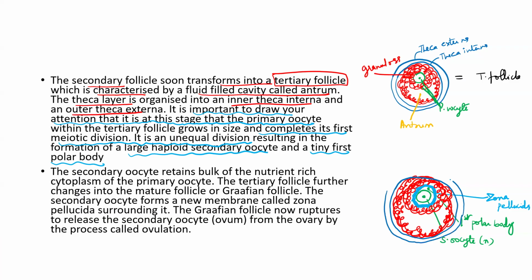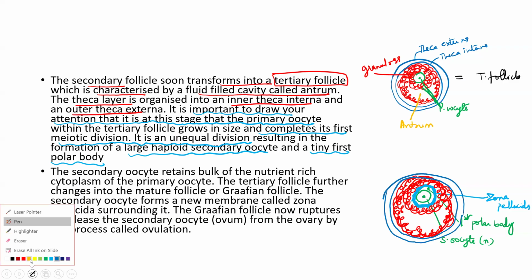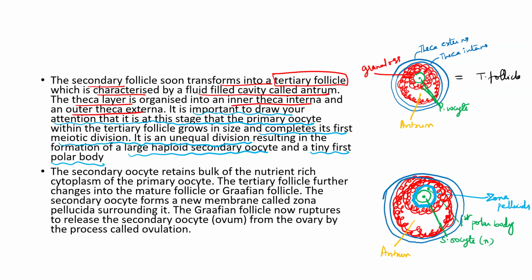So in this, you have to remember a few things very carefully. Please understand it carefully. This is antrum. This is antrum. Please understand carefully. This is your secondary oocyte. Once again, I'm trying to show the labeling. This is first polar body. Clear? First polar body. This blue color is zona pellucida, antrum, and let me just highlight with this color.